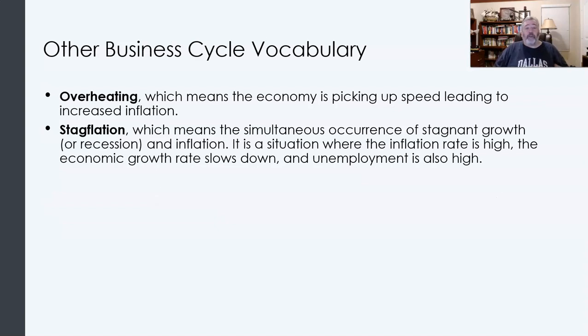All right. Overheating. We describe an economy as overheating when it's growing too fast. If it's growing too fast, this puts upward pressure on prices. Okay. Stagflation. That's what we have now, and have been dealing with now for the better part of 2 years, over 2 years. Stagflation occurs when you have an economy that's not growing and high inflation. This is the worst of both worlds.